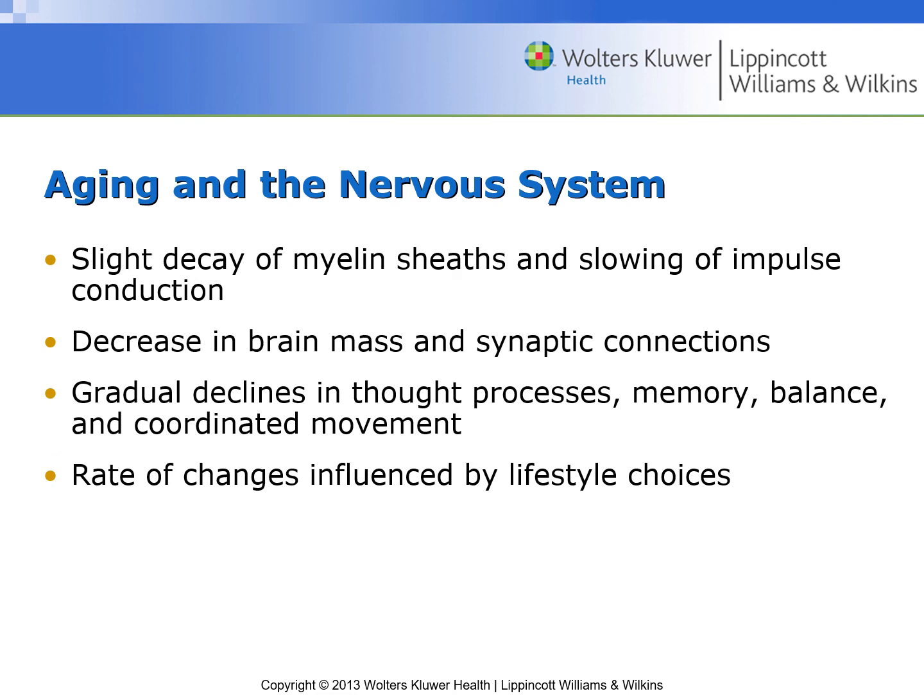Let's now take a moment to discuss aging and the nervous system. There is a slight decay of myelin sheaths and a slowing of impulse conduction as a person ages. There is generally a decrease in brain mass and the synaptic connections. There is a gradual decline in the thought processes, memory, balance, and coordinated movement. The rate of changes are largely influenced by lifestyle choices.